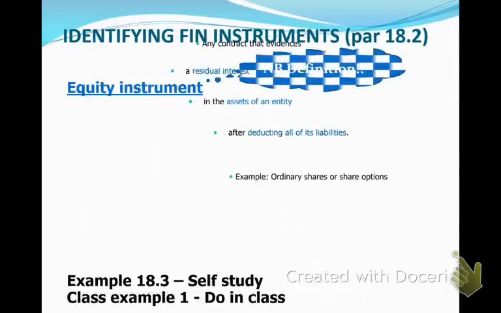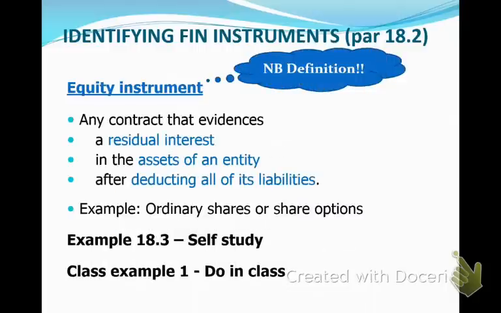An equity instrument. That is any contract that evidences a residual interest in the assets of an entity after deducting all of its liabilities. For example, ordinary shares or share options of another company. Now here we can apply the accounting equation E equals A minus L: equity equals assets minus liabilities. Please look at example 18.3 for self-study. We are going to do example 1 in class.